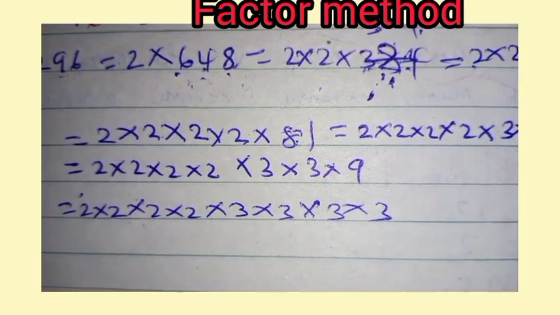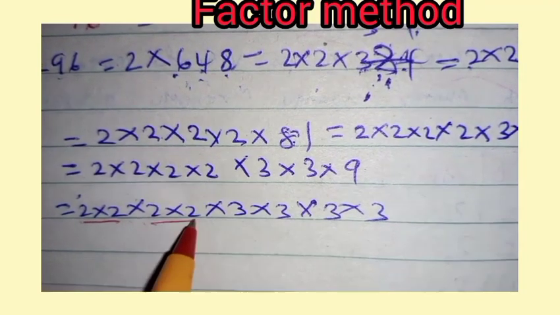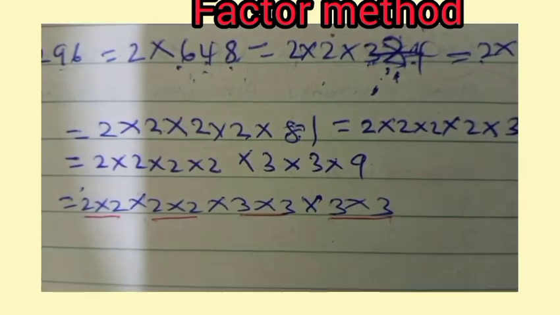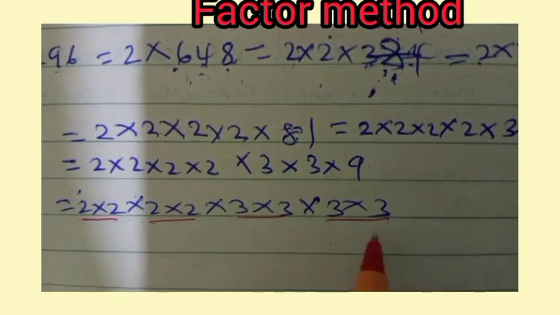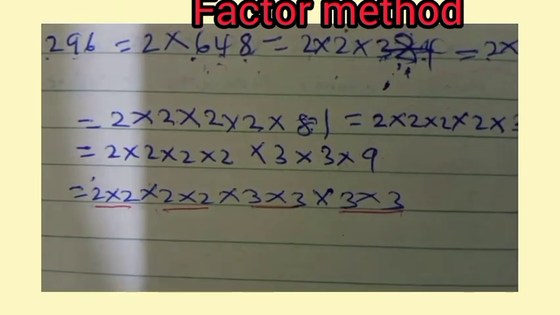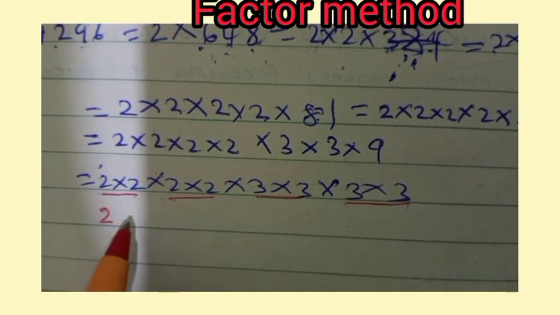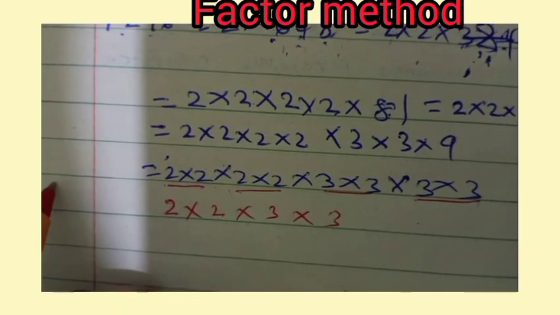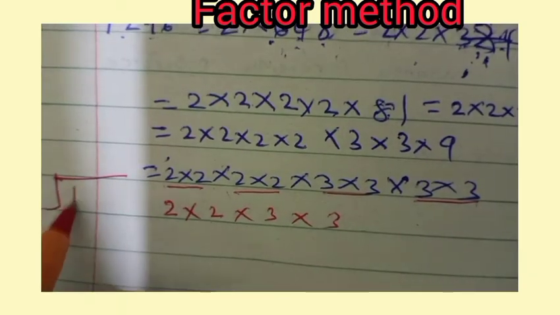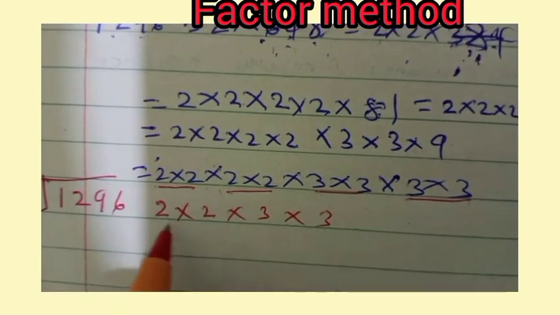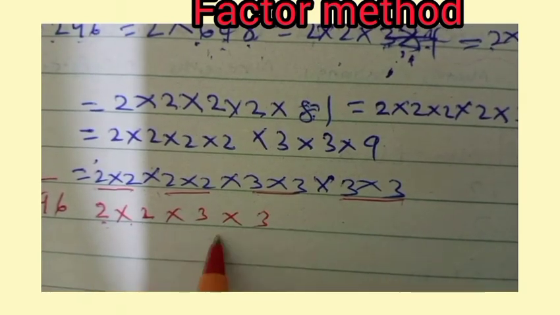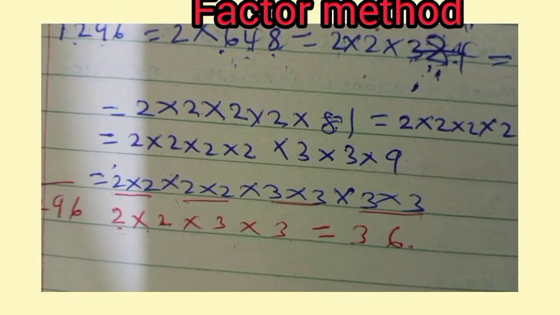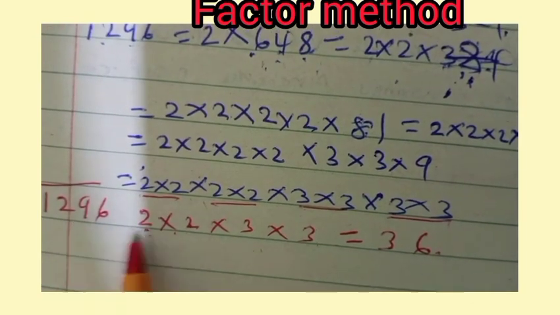From there, what you do is pair them. You pair them that way, and from each pair you pick one number. So here I'm going to pick 2 times 2 times 3 times 3, meaning that the square root of 1,296 is equal to 2 times 2, which is 4, times 9, which is equal to 36. So that is how you get the square root of 1,296 by pairing.